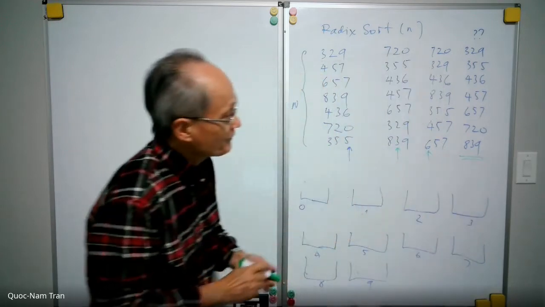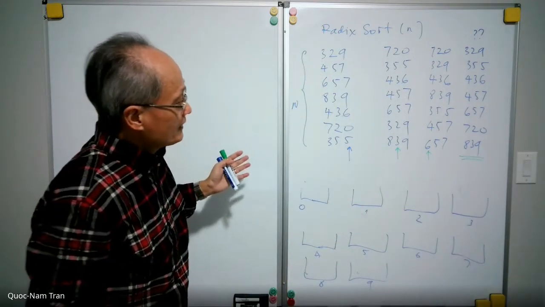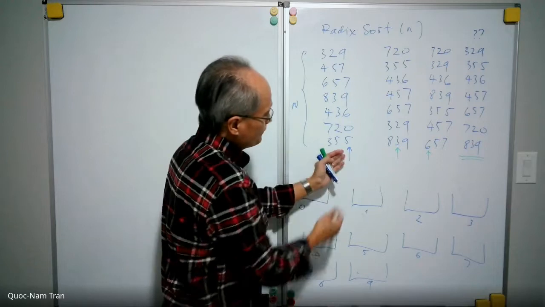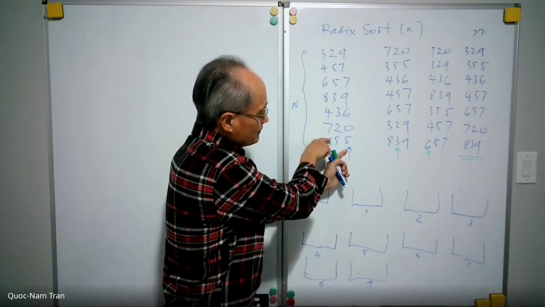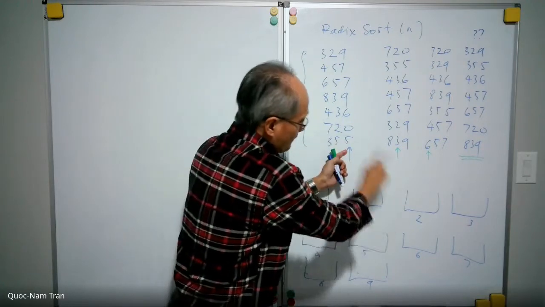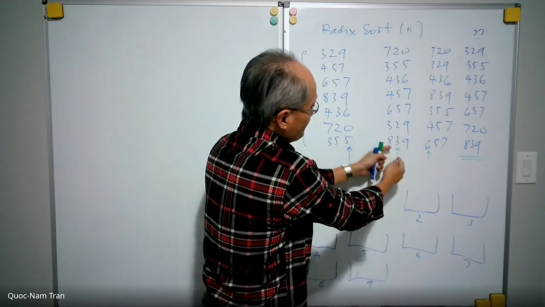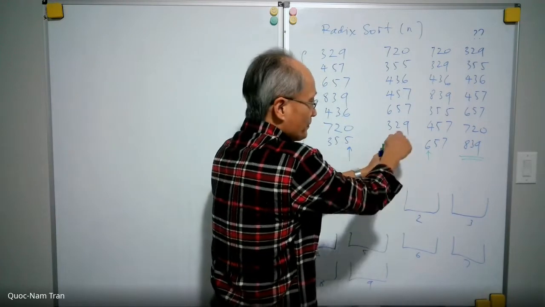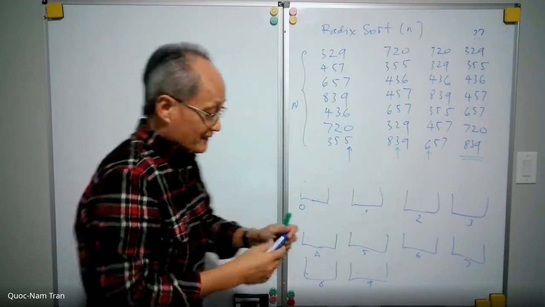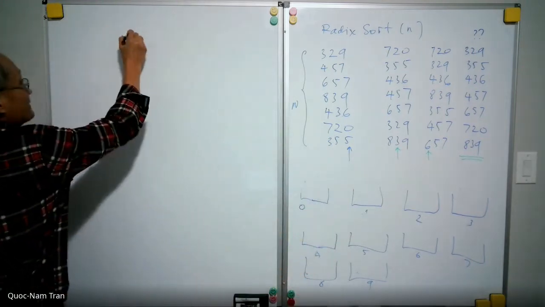So you can see that here we just go from the least significant digits, right? Copy down, copy back, right? And then for the second one, copy down, copy back. So what is the complexity?